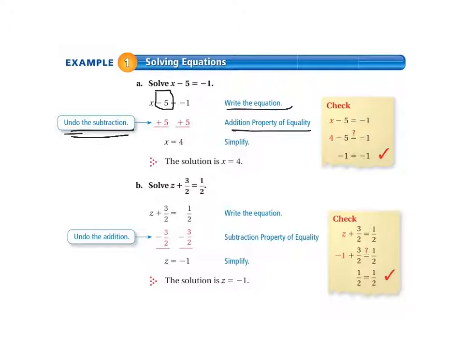So x minus 5 plus 5 equals just an x on the left, and negative 1 plus 5 equals a positive 4 on the right. So after we've simplified, our solution is x equals 4.